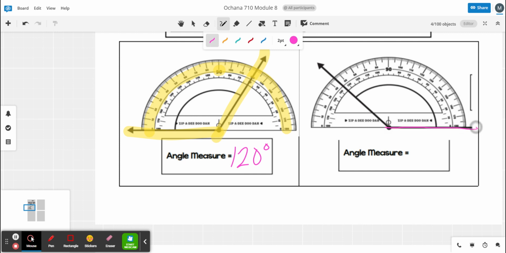Again, we have the ray pointing this way towards 0. So we're looking at the angle measure going like this. So it's another obtuse angle. And this time it's between 130 and 140. So we're going to say that this angle measure is 135 degrees.